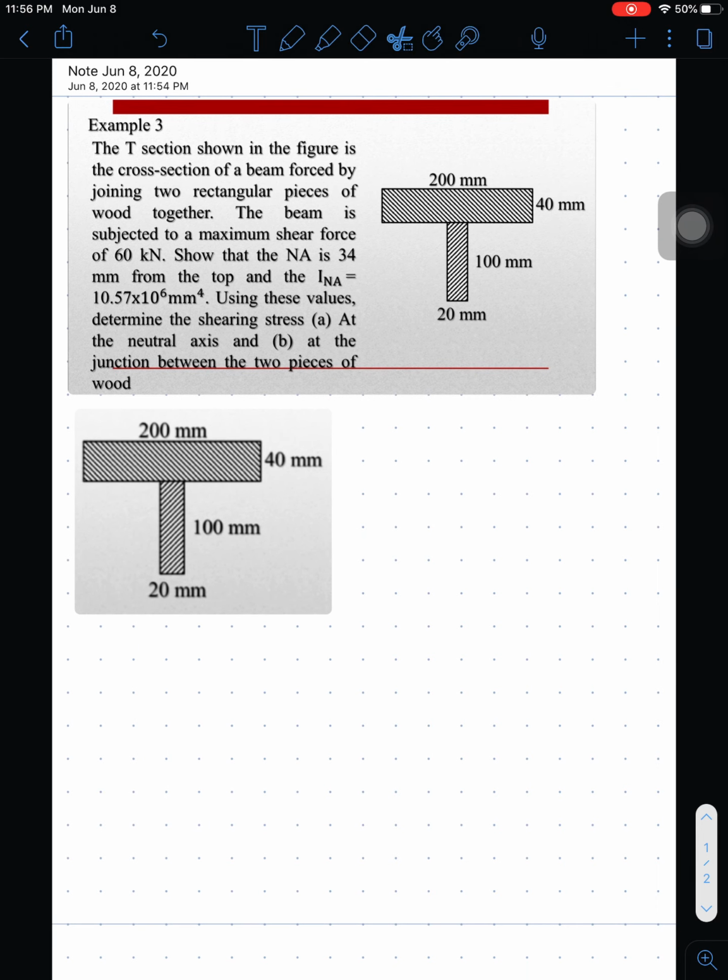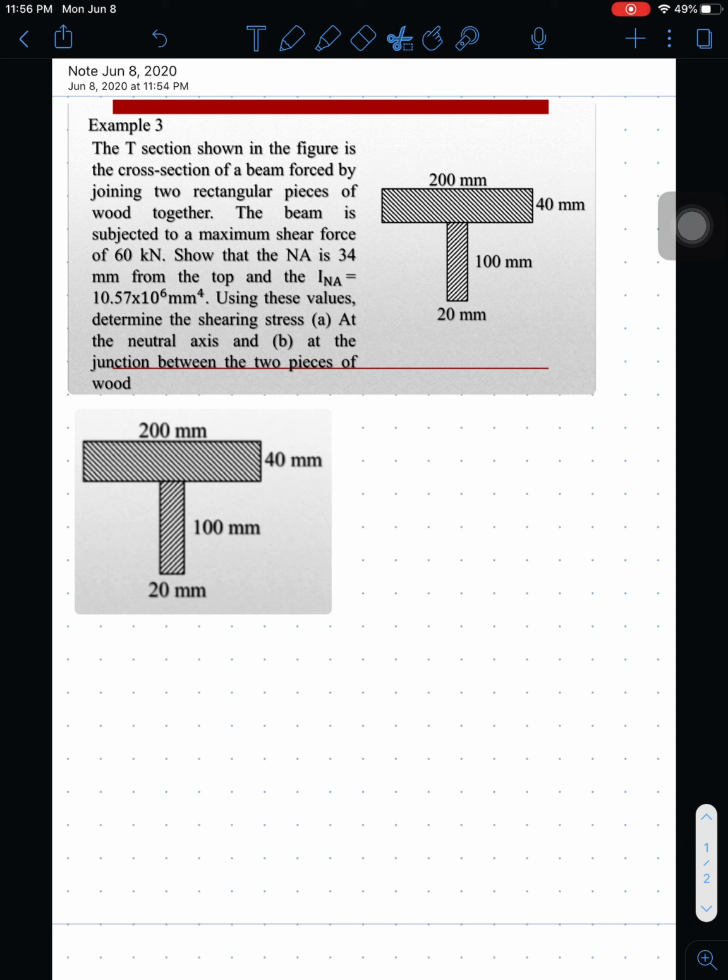So example number 3. The T section shown in the figure is a cross-section of a beam formed by joining two rectangular pieces of wood together. The beam is subjected to a maximum shear force of 60 kilonewtons, meaning we don't have to draw the shear and moment diagram, because first we don't have the longitudinal section of the beam and the loading, and second we are already given the maximum shear force.